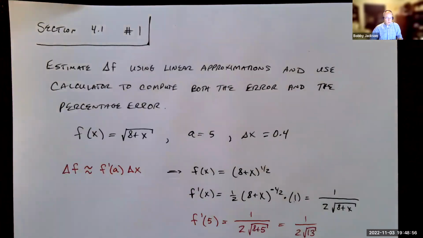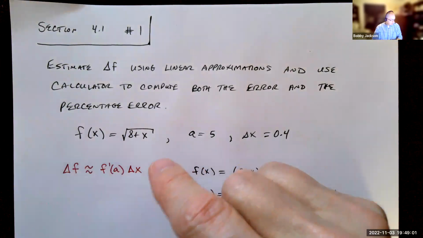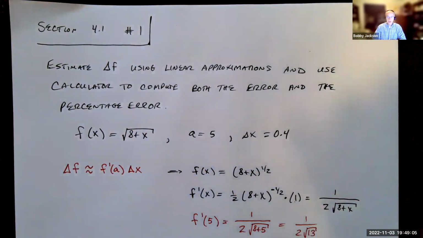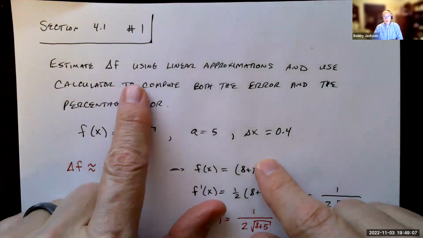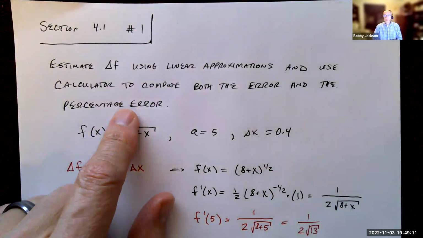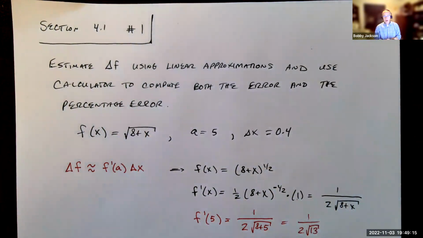Hey again, everyone. I'm going to look at number 1 in section 4.1, doing a little linear approximation. Copy the problem down here. It said to estimate the change in the function using linear approximations, and then you're going to use your calculator to compute both the error and the percentage error. So we'll take a look at how to do that with the calculator.